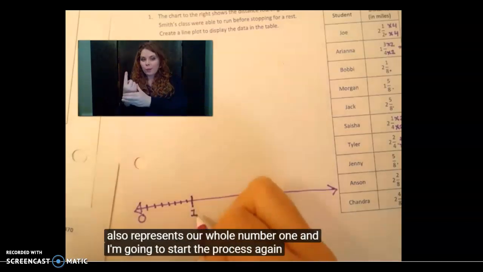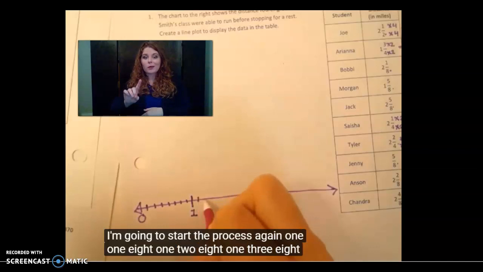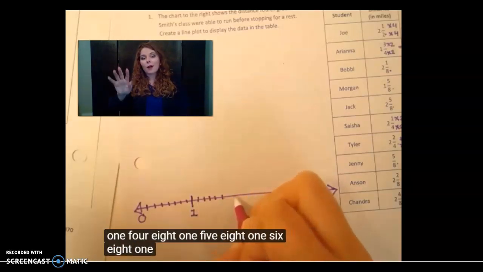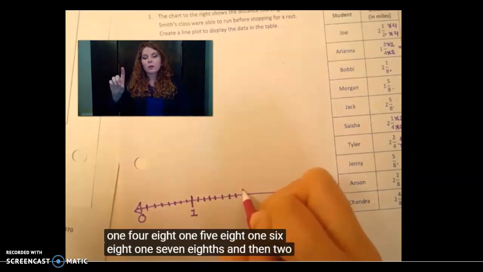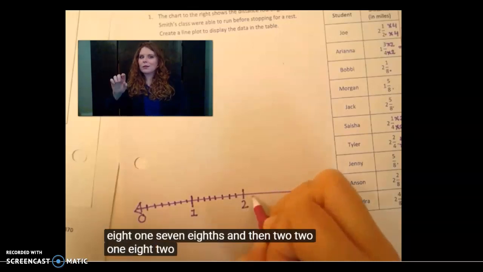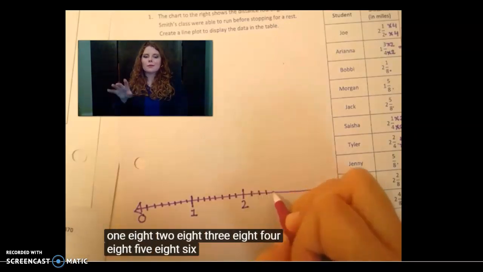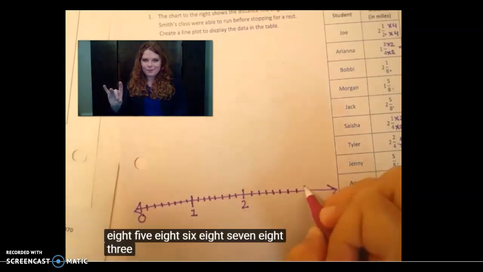And I'm going to start the process again. 1 1/8, 1 2/8, 1 3/8, 1 4/8, 1 5/8, 1 6/8, 1 7/8, and then 2. 2 1/8, 2 2/8, 3/8, 4/8, 5/8, 6/8, 7/8, 3.